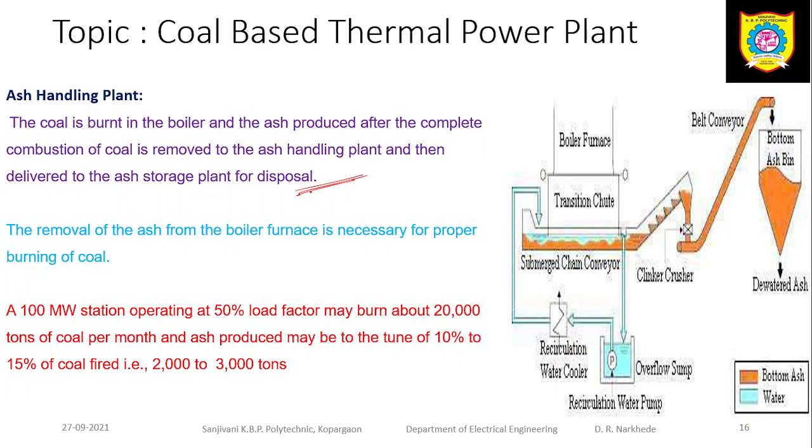If you are not going to remove that ash, okay, so what happens, the complete combustion, or the wood, does not burn properly, so we need to remove that ash from time to time. Okay, and once you remove that ash, we need to throw it away somewhere. So basically what happens inside my coal power plant, as I am going to burn thousands of tons of coal per day, the quantity of ash generated is also hundreds of tons per day. So I need to continuously remove that ash and then dispose of it. The removal of ash from the boiler furnace is necessary for the proper burning of coal.